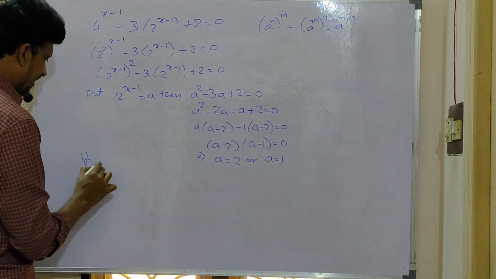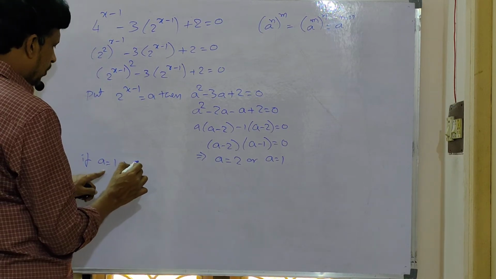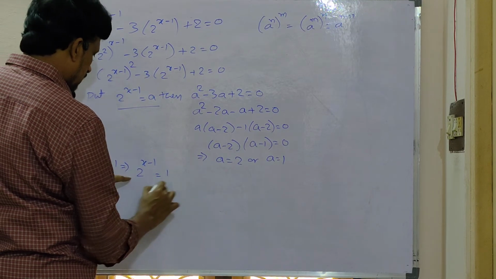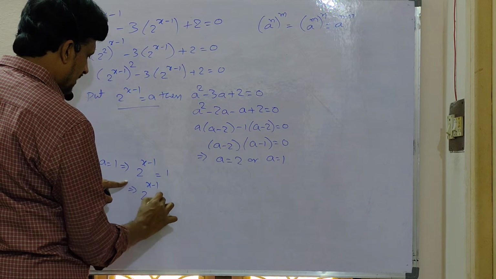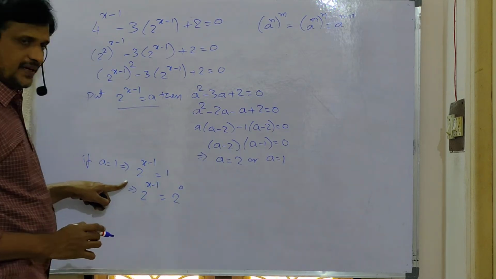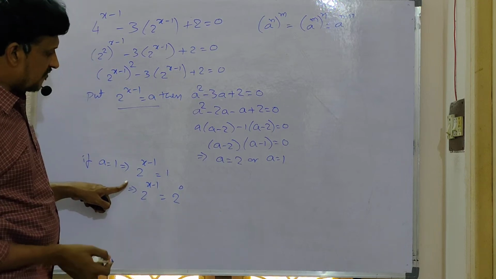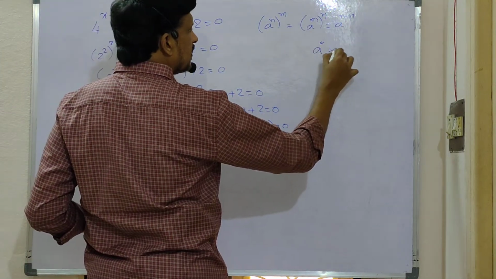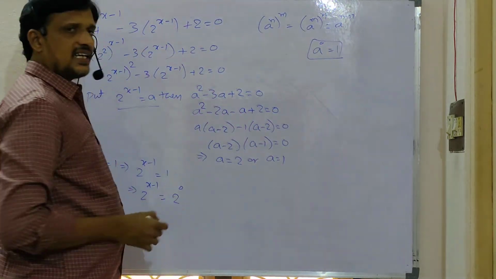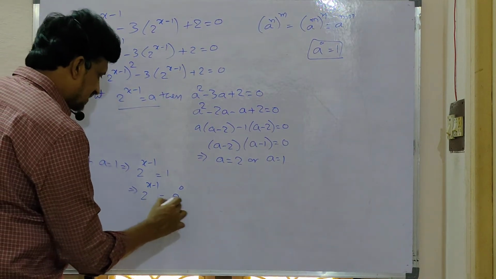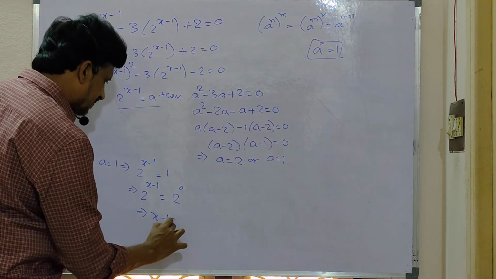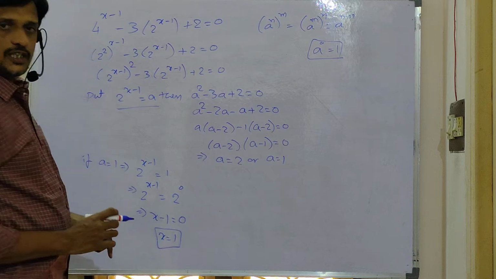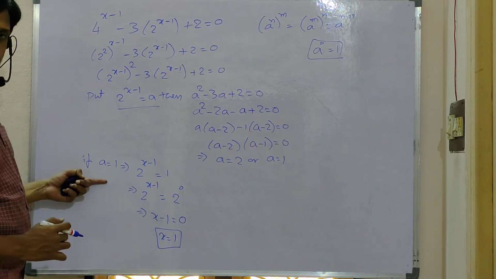Now first case, if a is equal to 1, it means 2 power x minus 1 is equal to 1. I want to write this in terms of the base 2. So instead of 1 you can write 2 power 0. Any number power 0 is 1, a power 0 is 1, where a is a non-zero value. Now the bases are equal on either side, so the powers should be the same. This x minus 1 is equal to 0 gives x is equal to 1, which is the first required solution. This is when a is equal to 1.